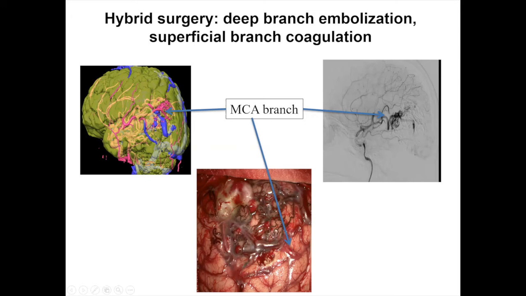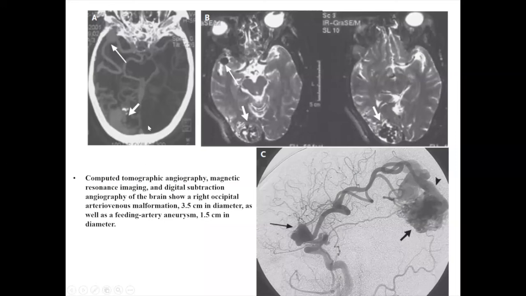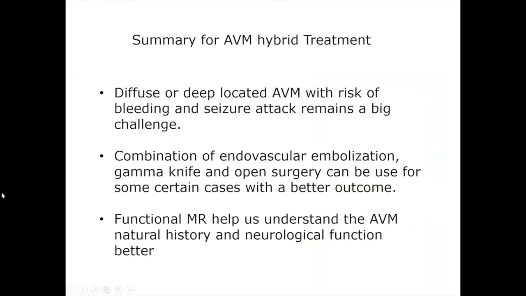for the superficial branch, we can easily just coagulate and clip. Maybe we can put an aneurysm clip also to stop the blood. And that's the AVM surgery. It's totally different from those AVM without any embolization. So the surgery becomes kind of a no blood surgery. And there are some more difficult cases, like AVM with a large aneurysm, where we can do both.